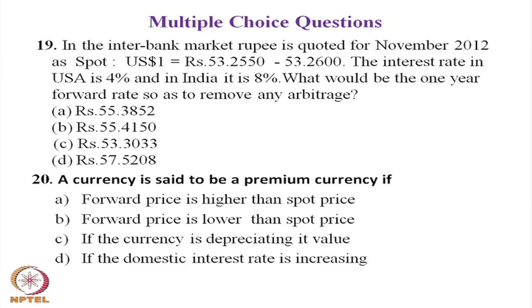Question number 20. A currency is said to be a premium currency if: A, forward price is higher than the spot price; B, forward price is lower than the spot price; C, if the currency is depreciating its value; D, if the domestic interest rate is increasing. Mark the answer, keep it with you.